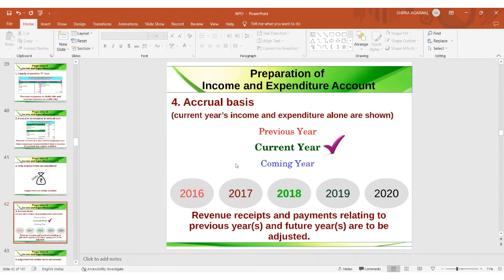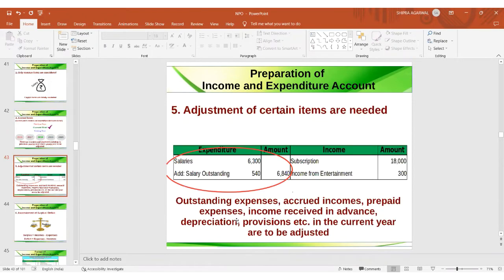And do remember that whenever we are preparing the income and expenditure account, it is prepared as per the accrual basis. When I use the term accrual basis, that means only the transactions related to the current year will be shown. You cannot say that you are going to show items related to any other year. No, it is only for the current year, neither for the previous year nor for the coming year, right? So the revenue receipts and payments related to the previous and future year are to be adjusted. That means they are to be excluded, right?